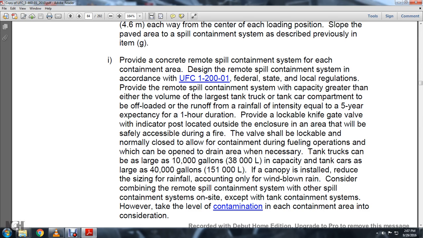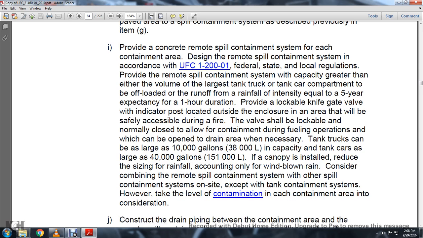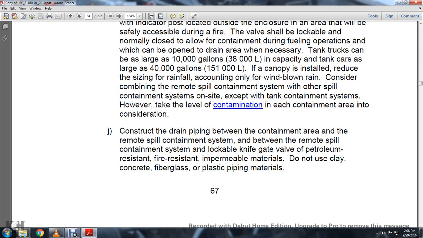Tank trucks can be as large as 10,000 gallons in capacity, with tanker cars as large as 40,000 gallons. If a canopy is installed, the size of the rainfall can be reduced, accounting only for wind-blown rain. Consider combining with the remote spill containment system; other spill containment systems on site are excepted, except for the tank level containment system. However, the tank level containment is taken into consideration for the contamination area.